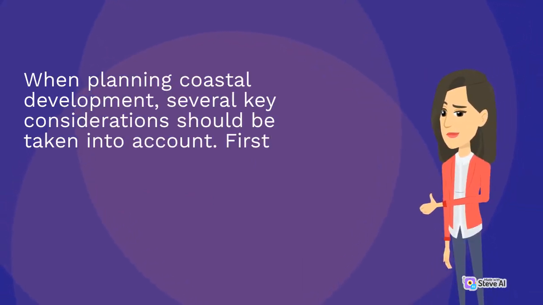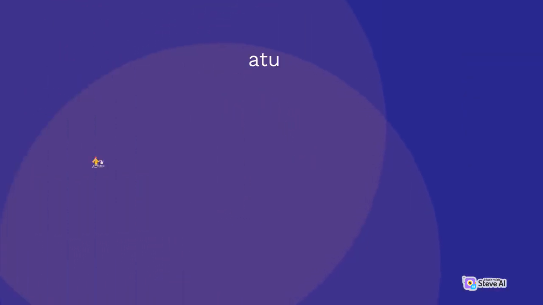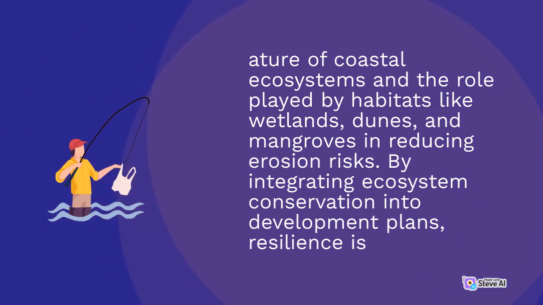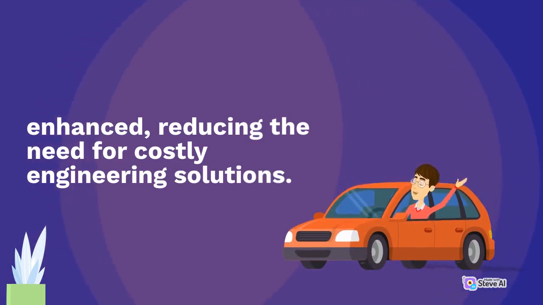When planning coastal development, several key considerations should be taken into account. Firstly, adopting an ecosystem-based approach is essential. This approach acknowledges the interconnected array of coastal ecosystems and the role played by habitats like wetlands, dunes, and mangroves in reducing erosion risks. By integrating ecosystem conservation into development plans, resilience is enhanced, reducing the need for costly engineering solutions.